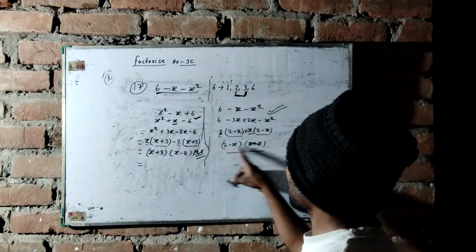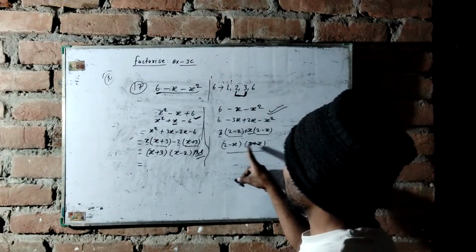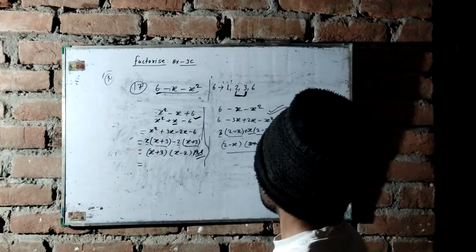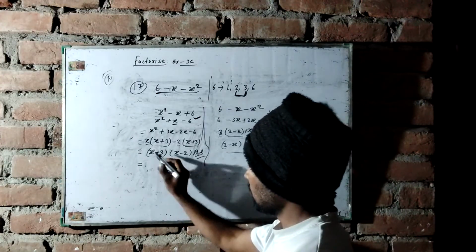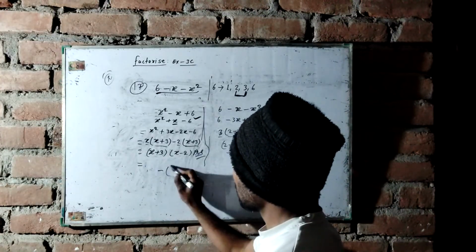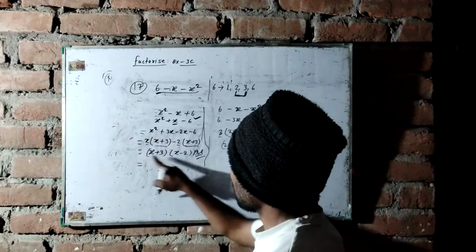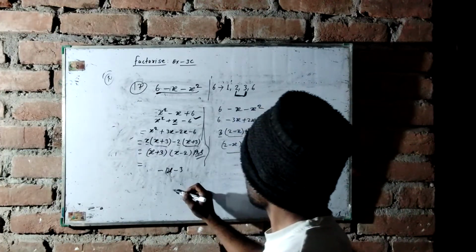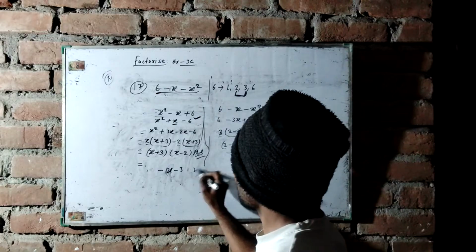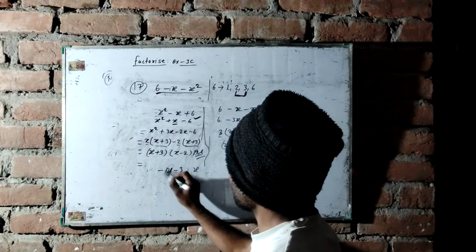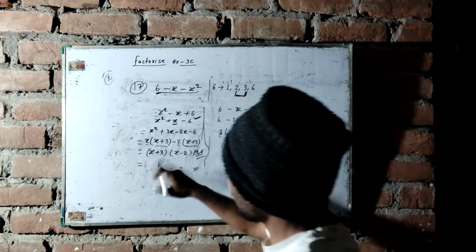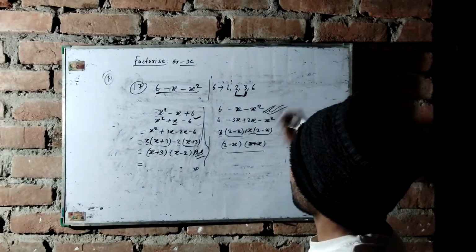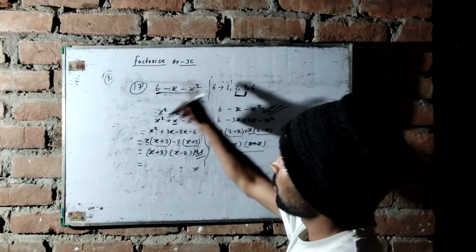2 minus x and 3 times 3 plus x, because you can also change minus, so minus x minus 3 minus x. Okay, after solving this you can get this. So this is the right way to solve such type of polynomials.